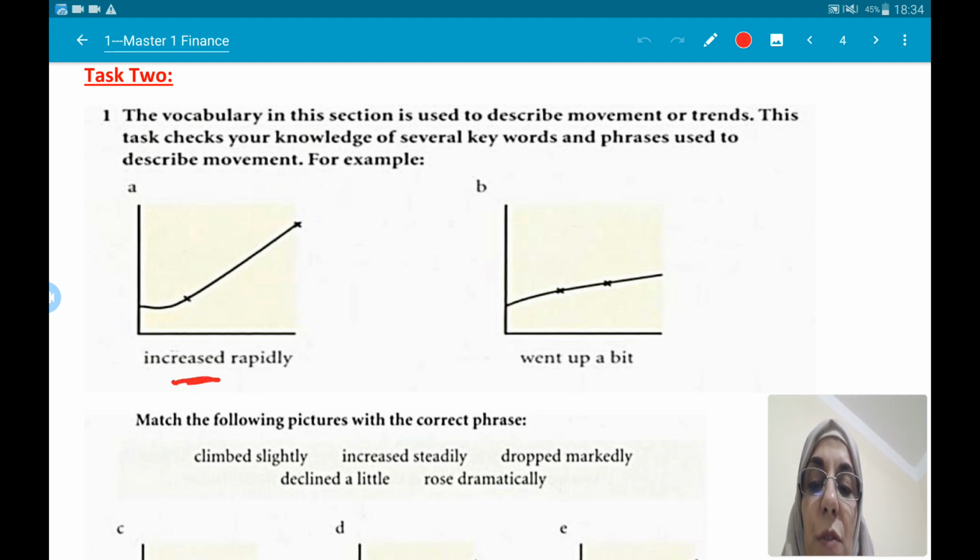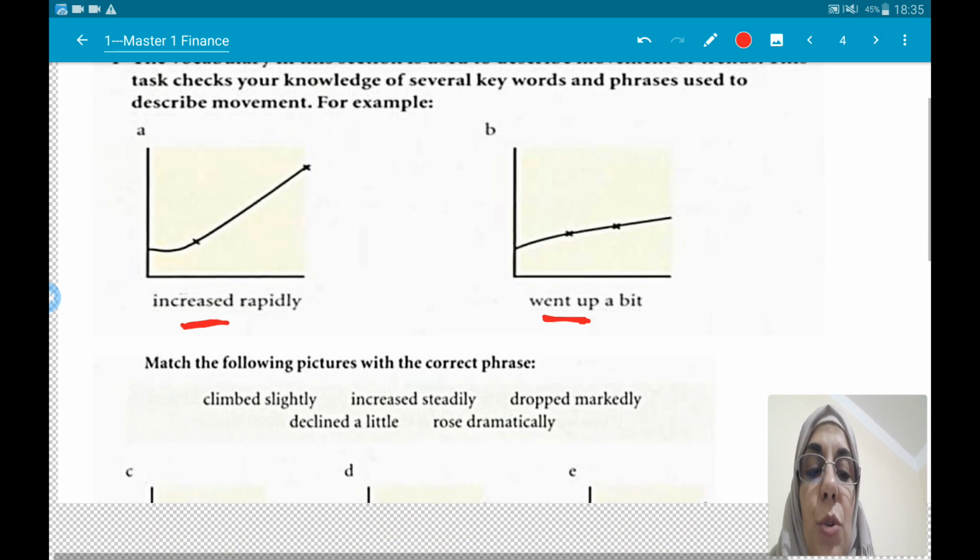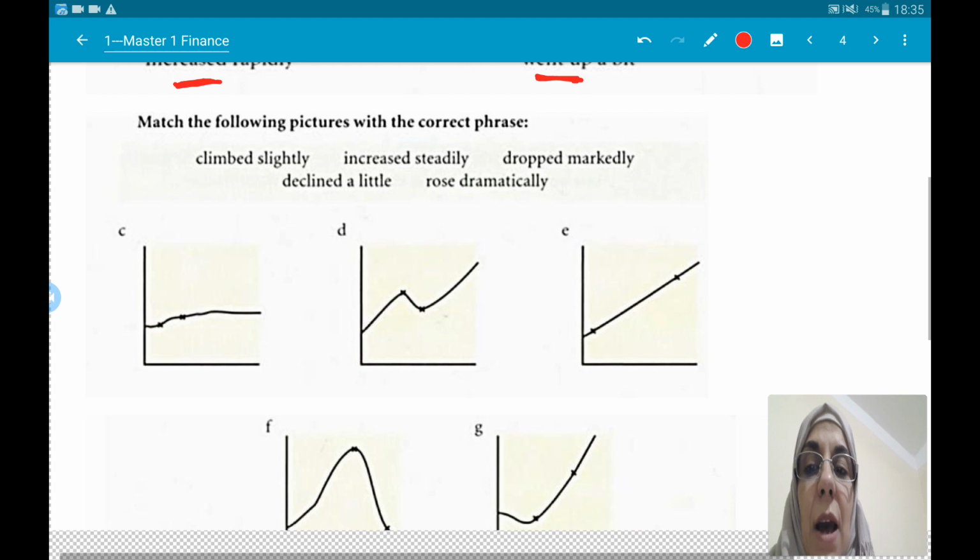So look at the use of the verb. It's in the past simple. Here too, went up a bit. So in the second image B, the line is going up a bit. It's going up but a bit, not rapidly. Okay, slightly. These are examples that may help you in order to do the following exercise.